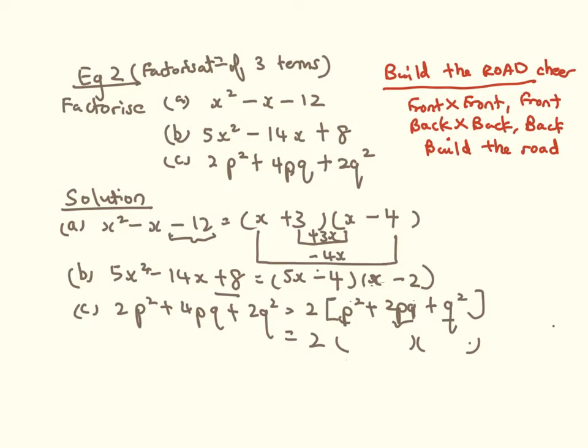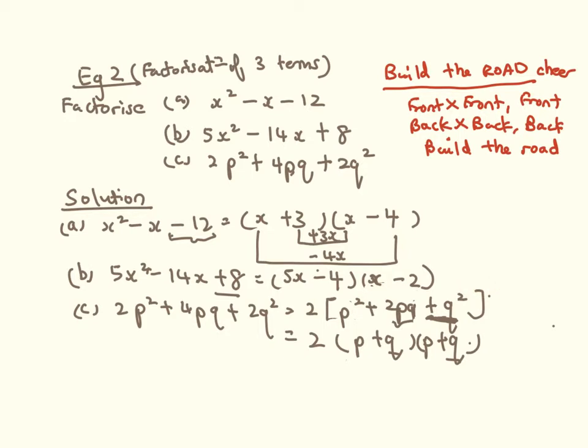Now you should know front times front gives you front. Okay, so we are done. And then after that, back times back must give you plus q square. So if it's a plus q square, you either can take plus times plus or minus times minus. You will take a look at the center term. The center term is a plus 2pq, so you will use plus q times plus q to give you plus q square.